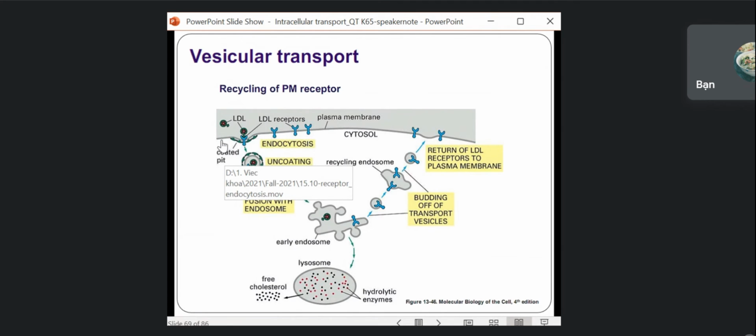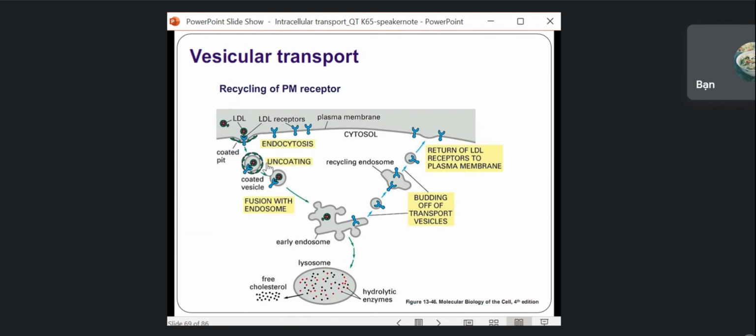Every cell in the body expresses the LDL receptor because, as you know, cholesterol is very important for the plasma membrane, and the cell cannot synthesize this molecule, so they need to import it from outside. So they express the LDL receptor on their membrane. LDL binds to its receptor and triggers the formation of the vesicle by clathrin coat.